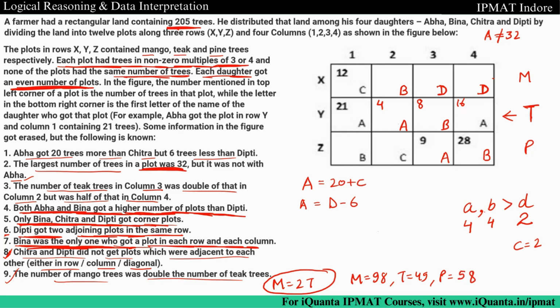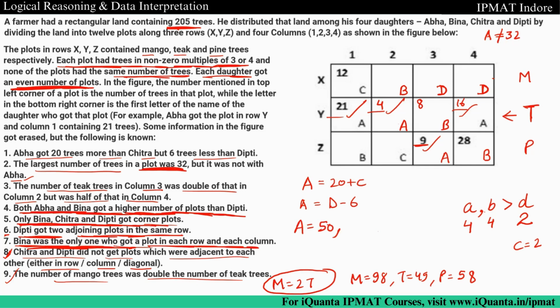Okay. Now when we are done with this much, as we can see in the figure given, we have the total number of trees with some of the people. So if we check for Abha, then for Abha, we have 21 trees here, then 4 here, then 16 here, and then 9 here. So if we add the total number of trees with Abha, it is 21 plus 4 is 25, and 16 is 41, 41 plus 9 is 50. So Abha now has 50 trees in total, okay?